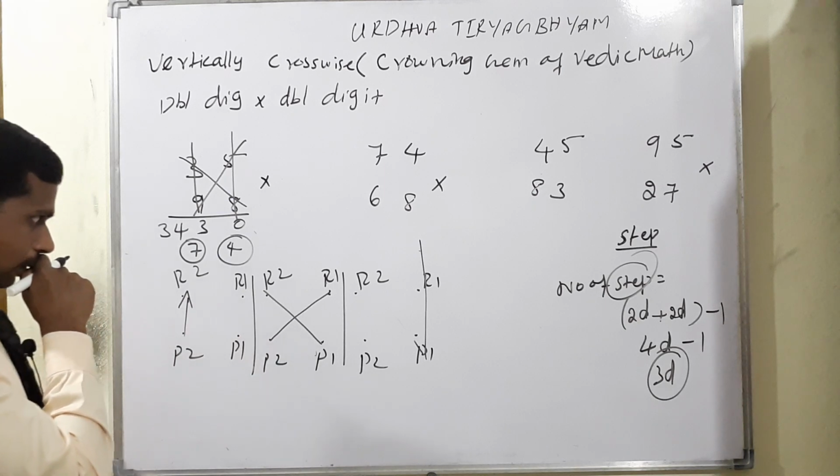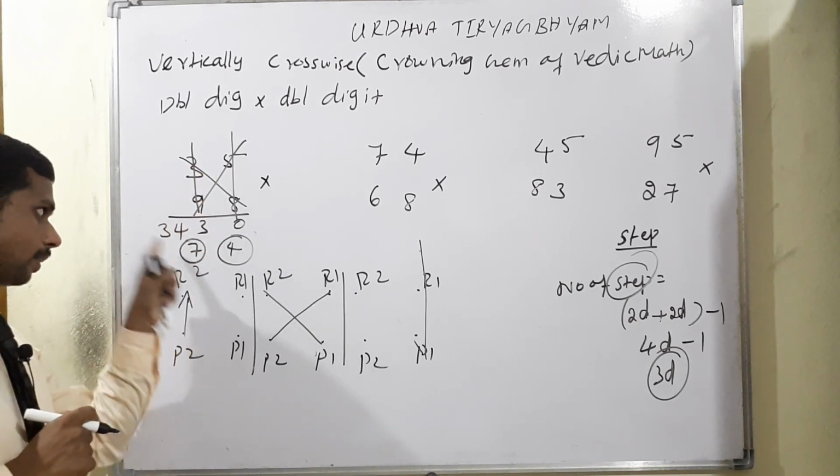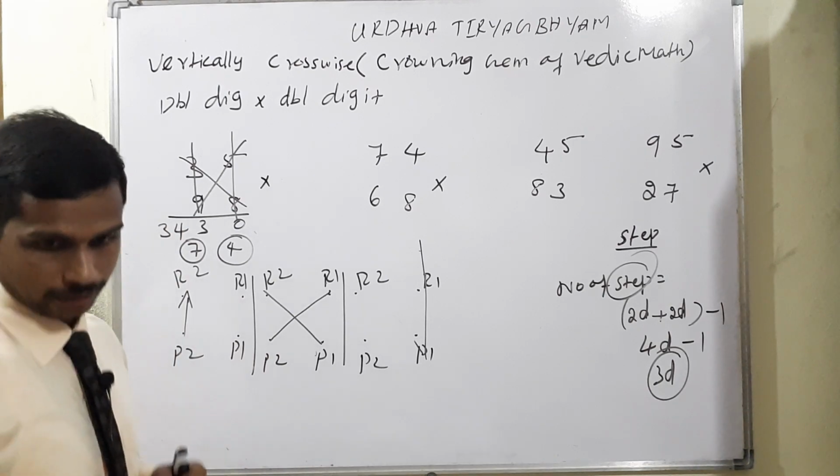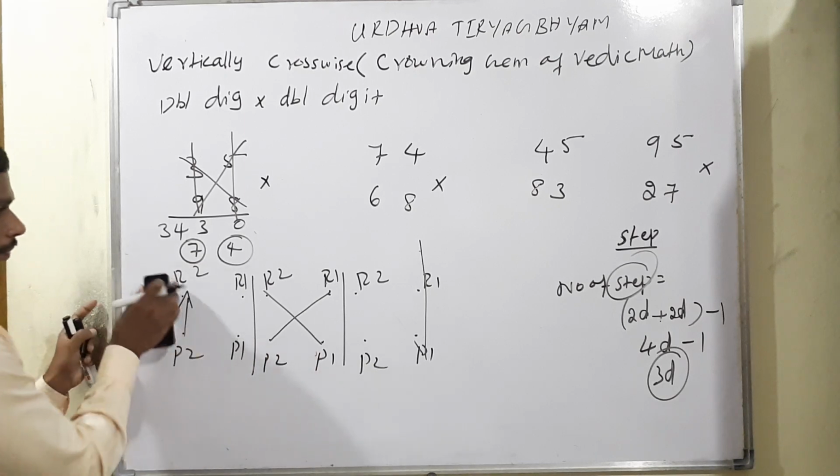So clear, no? 9 3s are 27, carry 7, so 27 plus 7 is equal to 34. Okay, the next one. I hope you understand this is the 3 steps.